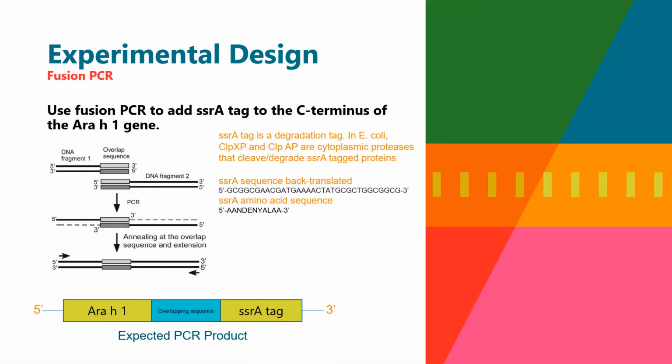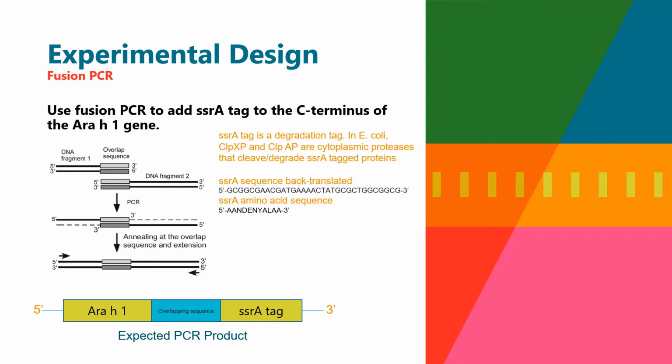The next step is fusion PCR. So basically for that, you would just need 2 DNA sequences with a region of overlapping homology. These areas will anneal to each other when you run the PCR, and they will ligate to each other. Through this method, I would attach a SSRA degradation tag, which is found in E. coli.